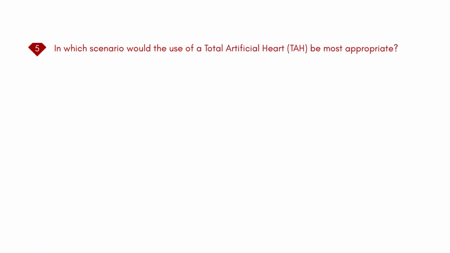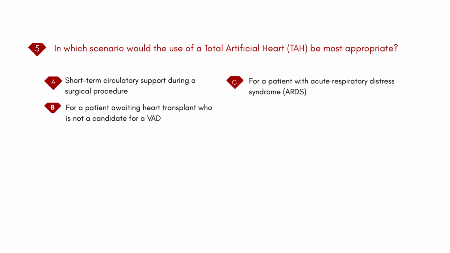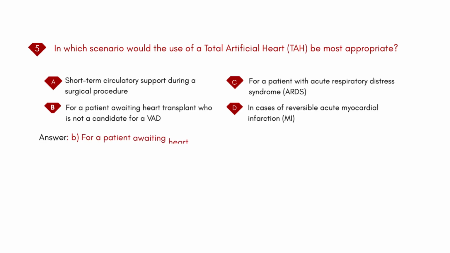In which scenario would the use of a total artificial heart, TAH, be most appropriate? A. Short-term circulatory support during a surgical procedure. B. For a patient awaiting heart transplant who is not a candidate for a VAD. C. For a patient with acute respiratory distress syndrome, ARDS. D. In cases of reversible acute myocardial infarction, MI. Answer: B. For a patient awaiting heart transplant who is not a candidate for a VAD.